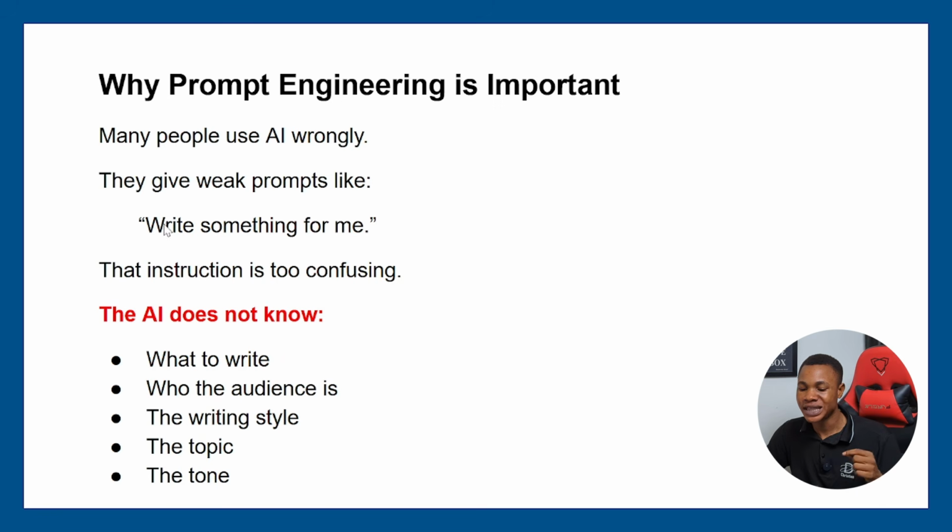So they give weak prompts like write something for me. That instruction is too confusing. If you tell AI write something for me, the AI does not know what to write, who the audience is, the topic, the tone, etc. So the AI is confused if you say write something, about what, for who, so that you can align it. And in this course, I'm going to teach you the 4 main parts of a prompt, which is very, very important. So now let's proceed.